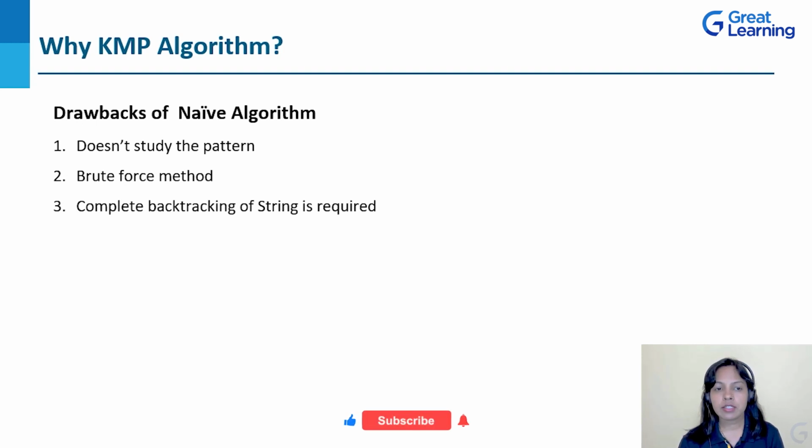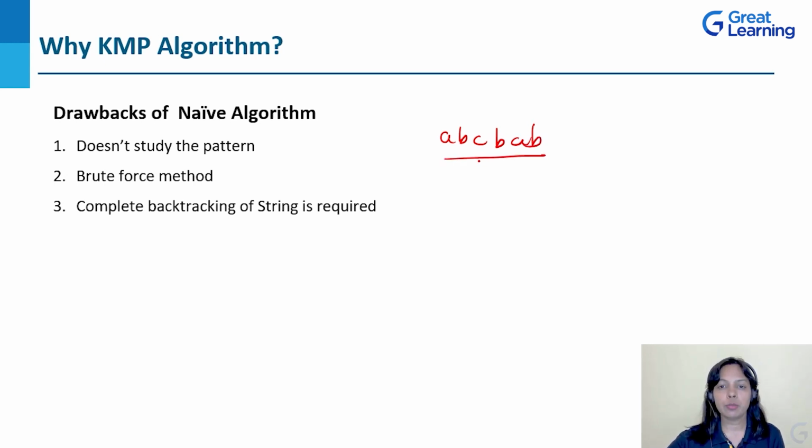First drawback is it doesn't study the pattern. For example, if in a given string we have to find the pattern A, B, C, B, A, B, okay, suppose this is the pattern to be found. Then some kind of analysis should be done on the given pattern so that our process of finding the pattern in the given string eases out. For example, if I try to analyze or study this pattern, you can see that the starting two characters and the last two characters are similar. So maybe with this analysis, we could ease our process of finding the pattern.